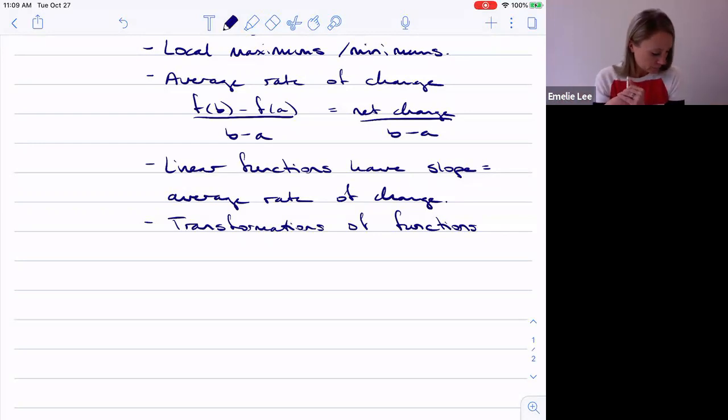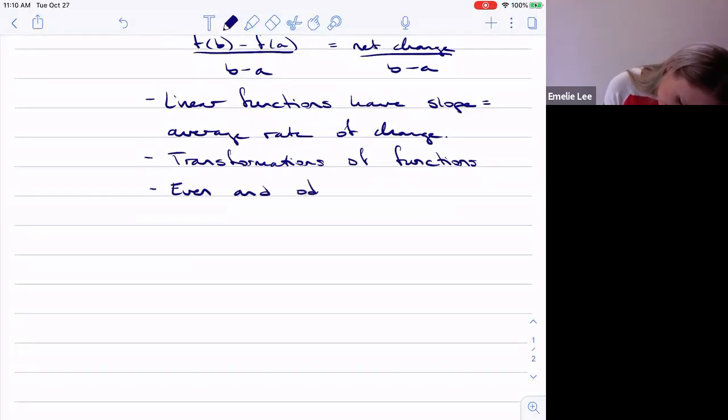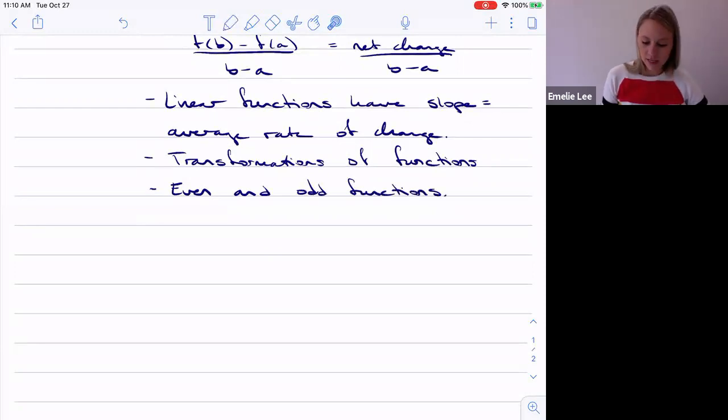sketch that graph. We also talked about even and odd functions. So even functions are symmetric around the y-axis, whereas odd functions are symmetric around the origin. If the highest power is even, you have an even function, and if the highest power is odd, you have an odd function, power of x. Okay.